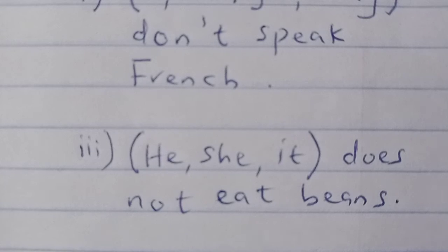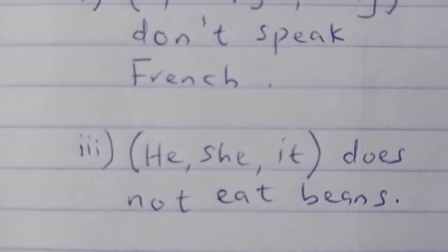All these indicate a negative form. Now, the positive form will be he eats beans, or she eats beans, or it eats beans. Now, if you want to make a negative form, you need the auxiliary verb does to make that negative form. Does plus not. And that is why this verb can be used to make negative expressions.